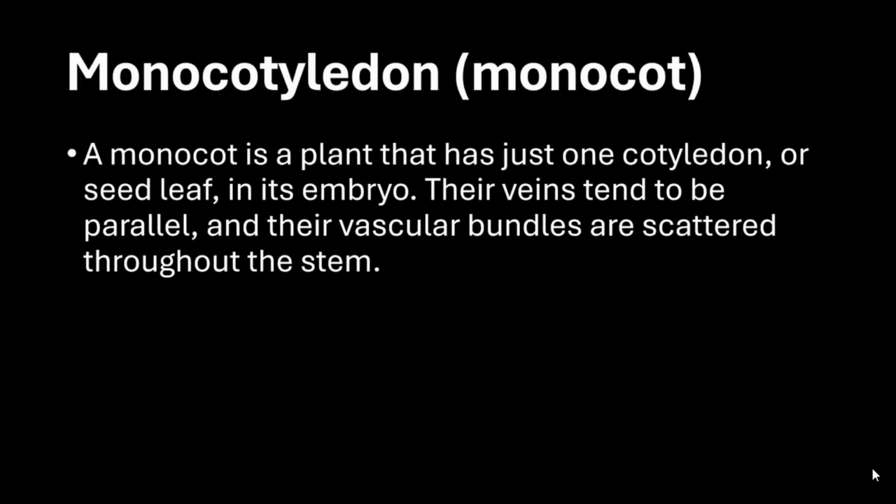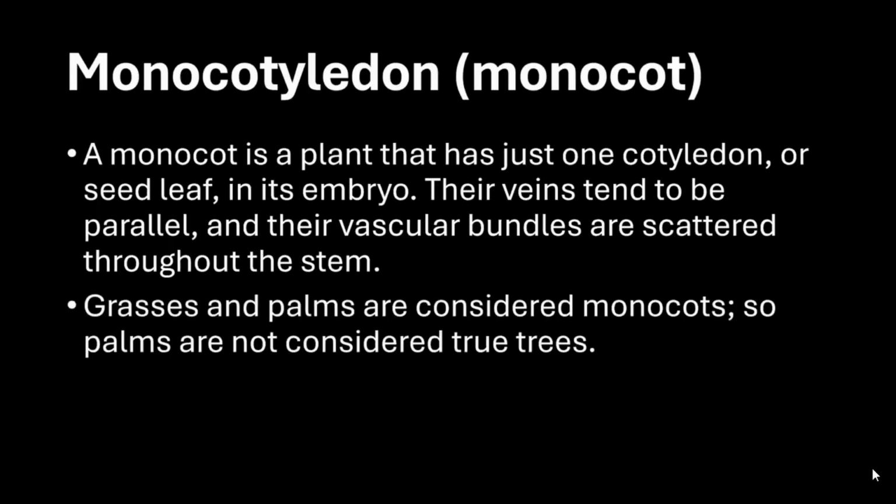Monocotyledon or monocot. A monocot is a plant that has just one cotyledon or seed leaf inside the embryo. Their veins tend to be parallel to one another, and their vascular bundles are scattered throughout the stem. Grasses and palms are considered monocots, and palms are not considered true trees.